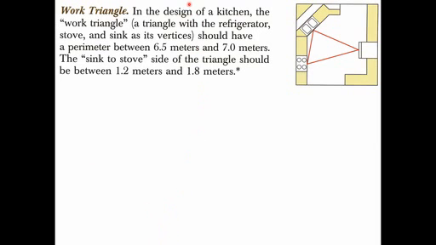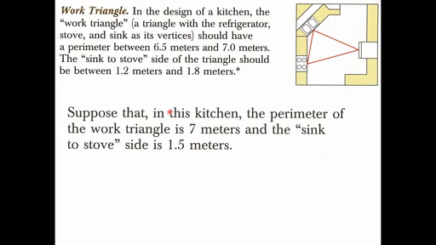Finally, set 3: the work triangle. Geometry is even involved in designing a kitchen. They talk about the work triangle. I guess you use the refrigerator, the stove, and the sink. So this triangle, they figure a lot of people are moving between these three appliances. And they say that the perimeter of that triangle should be from 6.5 to 7 meters to be the best design, and that the sink to the stove should be between 1.2 and 1.8 meters.